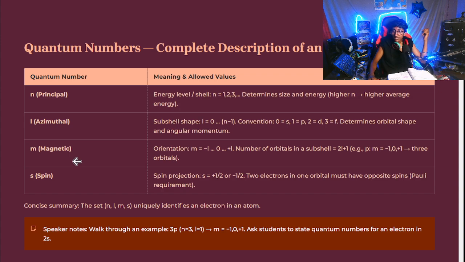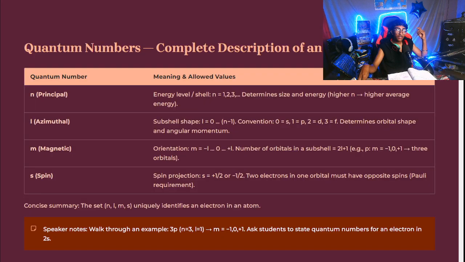So, let's start off with the principal quantum number, or n. The principal quantum number tells us mainly which energy level or shell the electron belongs to. It also gives us an idea about the size of the orbital and the energy of the electron. As the value of n increases, two things happen. The electron is generally farther from the nucleus, and the energy of the electron also increases.